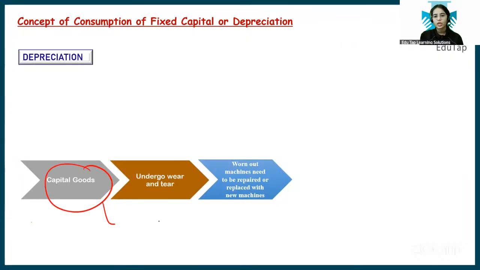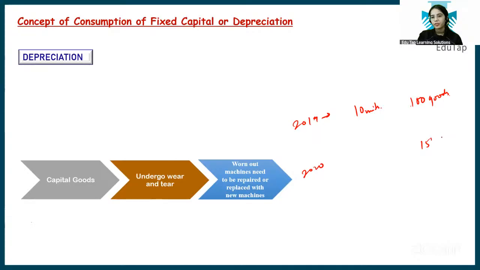Capital goods undergo wear and tear, they undergo depreciation, they get worn out and they have to be replaced. Let's say in 2019, I was producing 100 goods with 10 machines. Now in 2020, I want to produce 150 goods. So how many machines do I require? In basic sense, how many machines do I require?